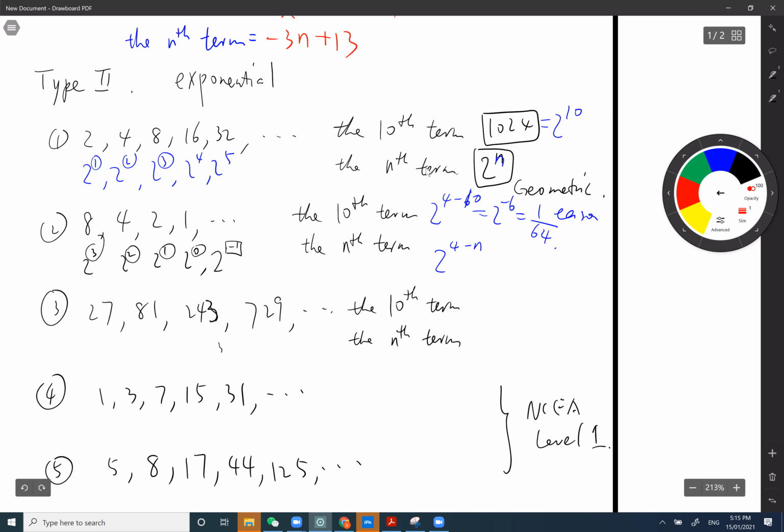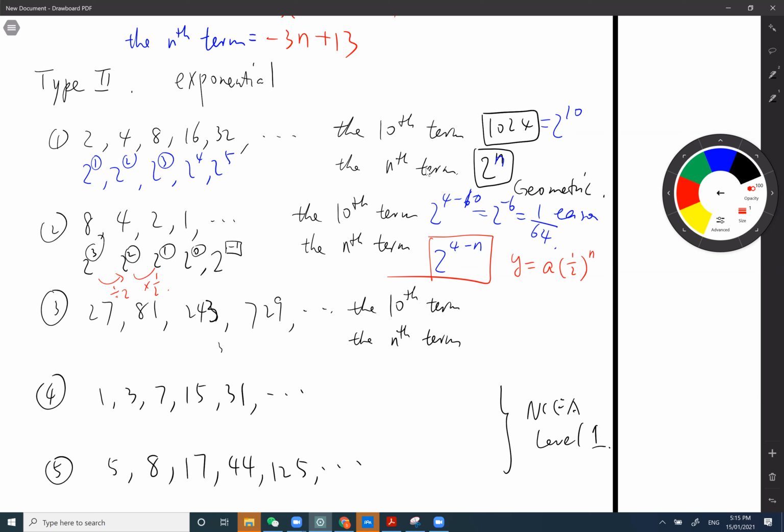Guys, think about how Ethan got 2 to the power 4 minus n. We have another method to work out number 2. Each time you just divide by 2, right? Each time is divided by 2 or times by half. So the formula should be y equals a half to the power of n.